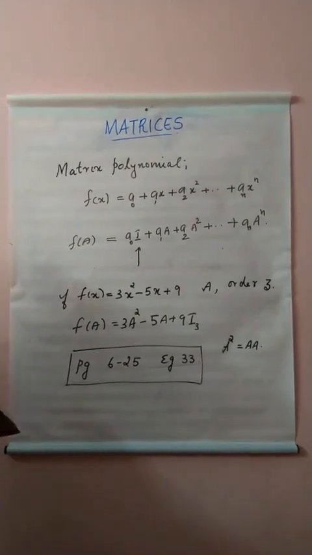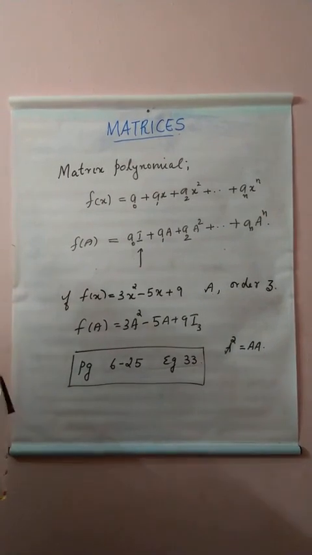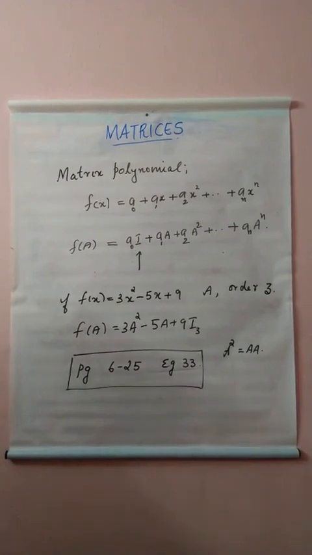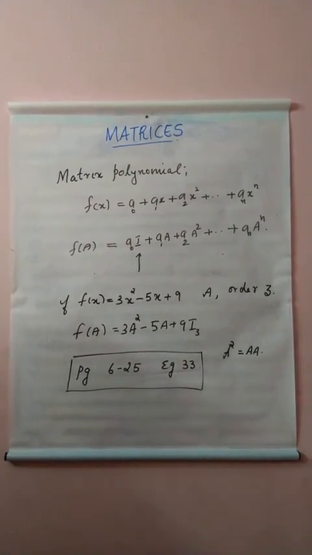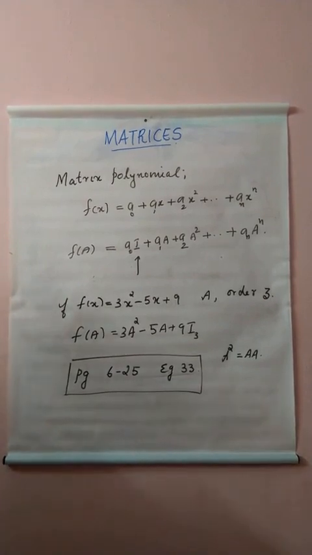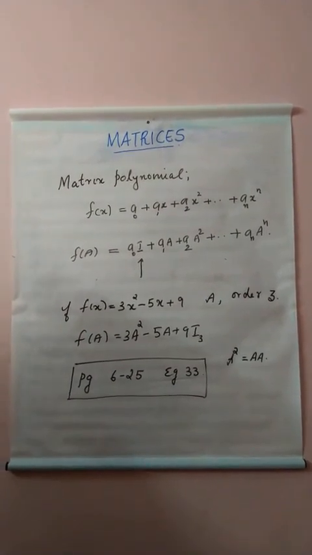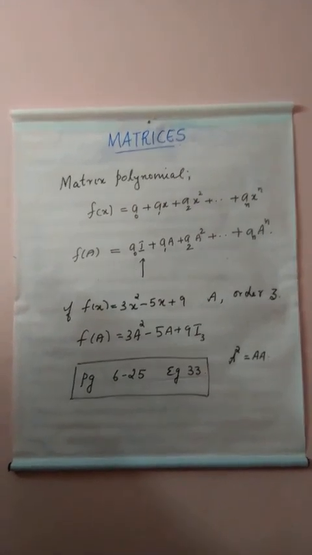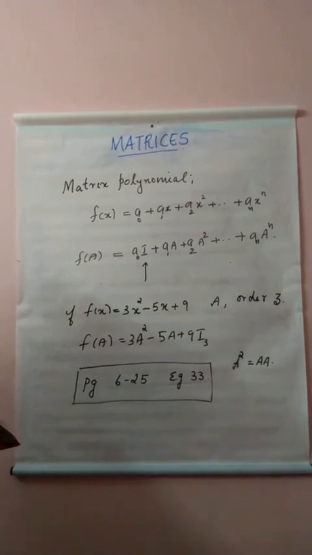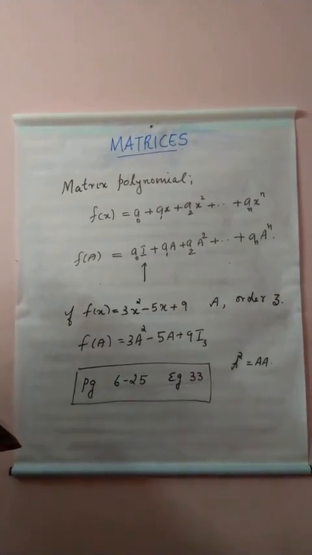Given f of x is equal to 2x cube minus 4x plus 5. F of A means 2 into, instead of x you have to write A cube, minus 4 into, instead of x you have to write A, then plus 5 into I2. The constant term should be multiplied with I2. The rest of the thing, you know how to find out A cube. So 2A cube is there, minus 4A plus 5I. After the calculation, you get the answer. What is f of A? It is a matrix of order 2 by 2.